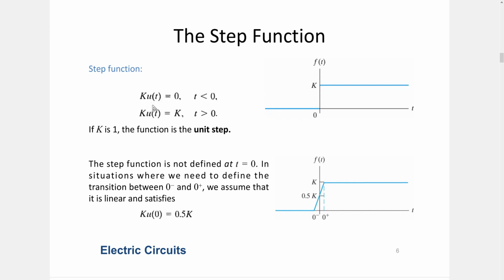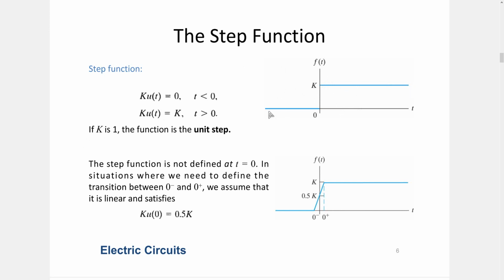Basically, the unit step function is u(t), and the step function is a more generalized term, which has some non-unit amplitude, that is k times u(t) basically. So the function is defined as 0 for time smaller than 0, and for time greater than 0, the step function is defined as a constant value, which is k.